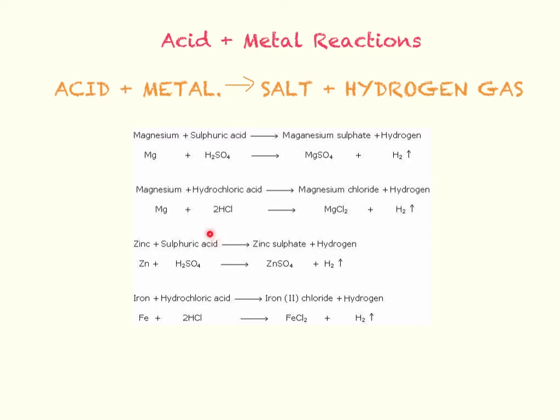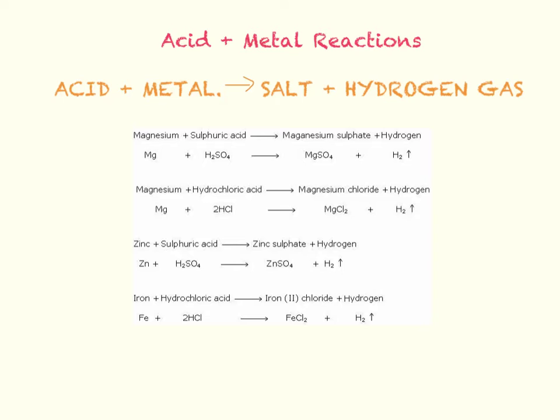Sulfuric acid, got your hydrogen ions here. Zinc and sulfuric acid. Zinc displaces the hydrogen. Zinc sulfate and hydrogen gas are the products. Iron plus hydrochloric acid. The iron displaces the hydrogen. You end up with the salt, iron chloride, and hydrogen gas.